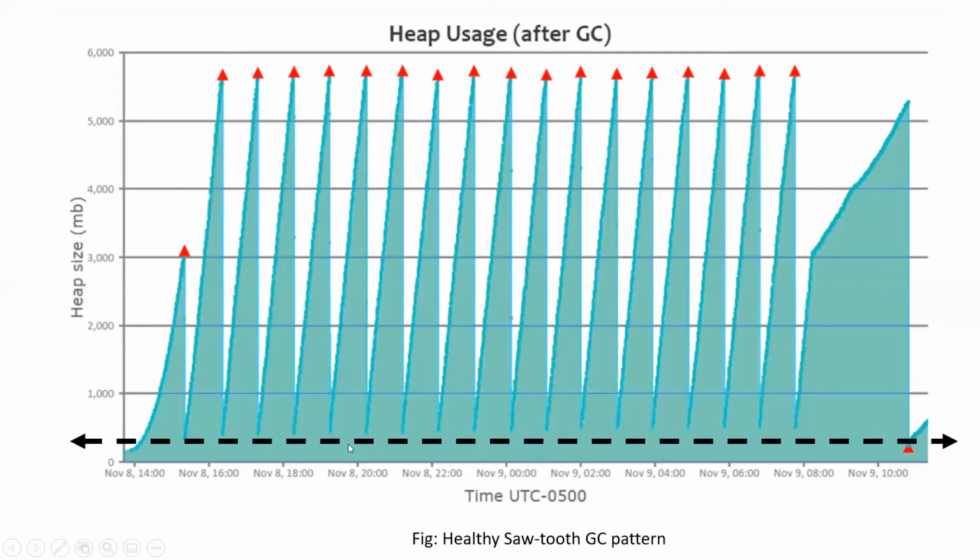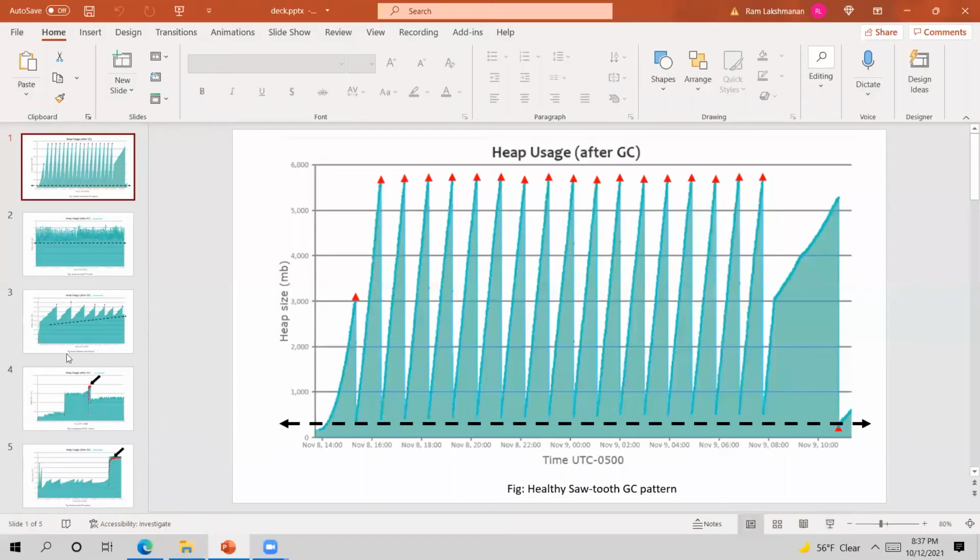Look at this. I call this a beautiful sawtooth pattern. When you see this kind of sawtooth pattern, you can confirm, yes, your application is in a healthy state, right? It means it is not under-allocated. But I'm going to show you how the heap usage pattern looks on a JVM where the memory is under-allocated, right?